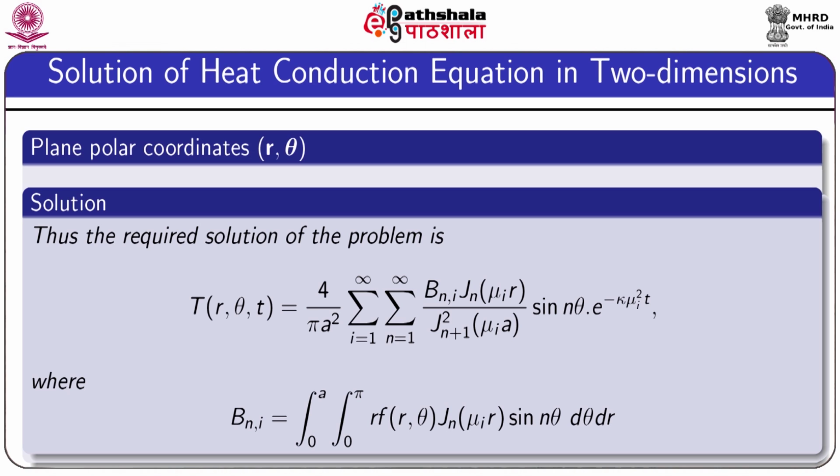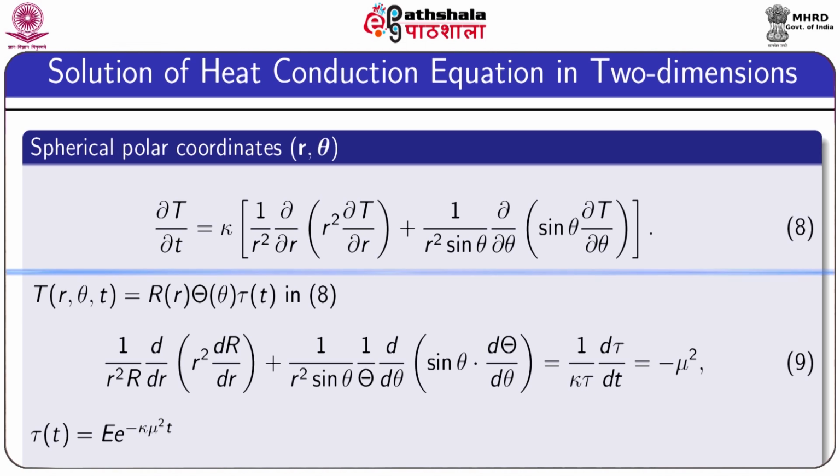Thus the required solution of the problem is capital T equals 4 by pi a square, sum over I, sum over n, B_nI J_n(mu_I r) by J_{n+1} square (mu_I a) into sin(n theta) e to the power minus kappa mu_I square into t, where B_nI is given by the equation which can be seen here.